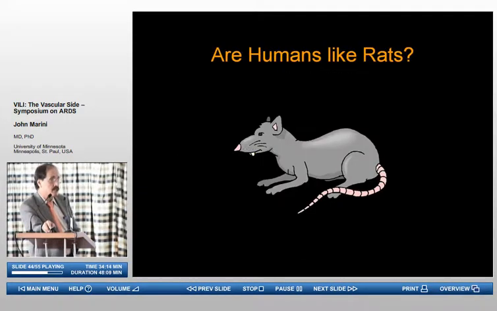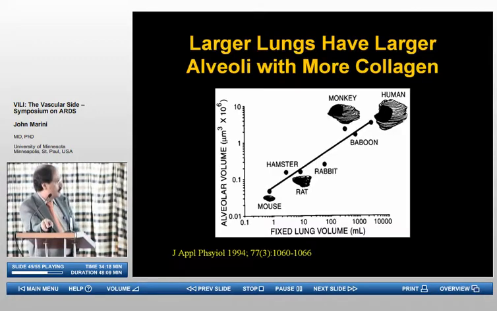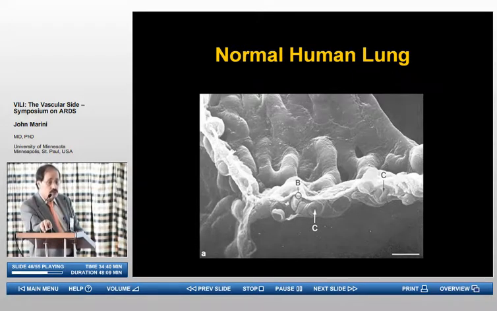Now, are human beings like small animals? And the answer is yes and no. We are not like the mouse, the rat, the hamster, the rabbit, which have less alveolar volume and less collagen than do humans, monkeys, baboons. And so you might think that this work is marginally questionable on that basis alone. I think so too. However, this is a normal human lung architecture. It doesn't look a great deal different than a small animal or a large animal.